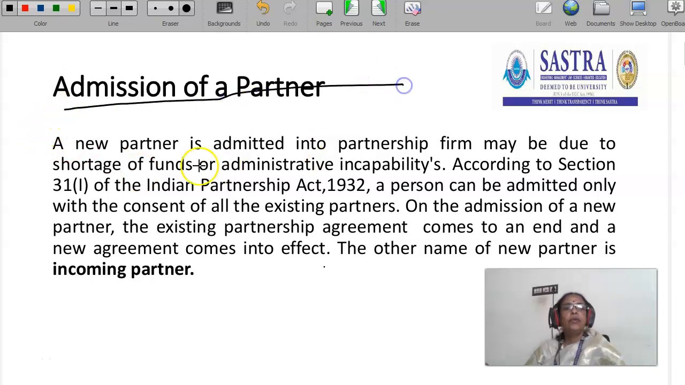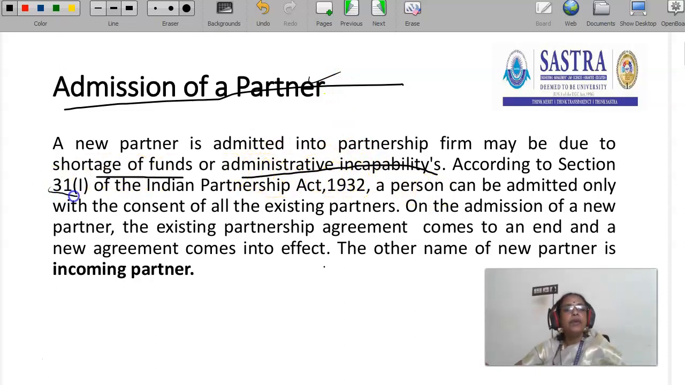Admission of a partner. Why is there a need for a new partner? The firm may need one due to shortage of funds or administrative incapability. The firm may need money, or may not be able to manage the firm efficiently, and so it needs another person. They admit another person as a partner.